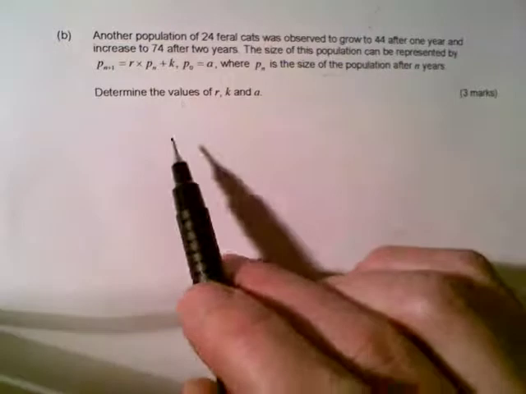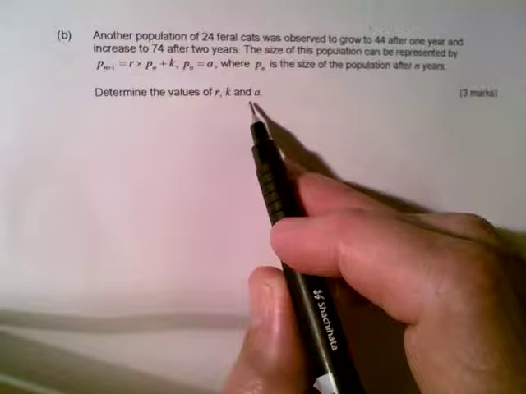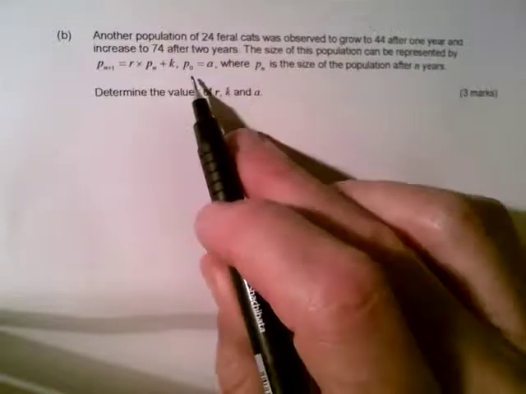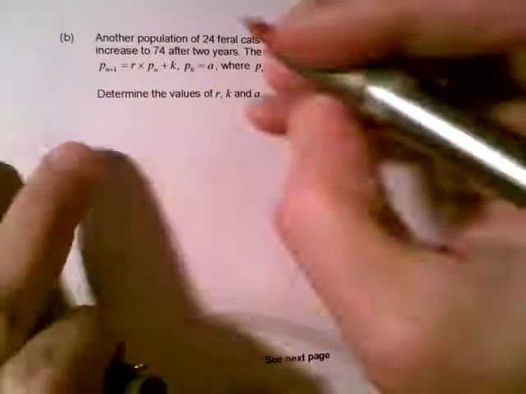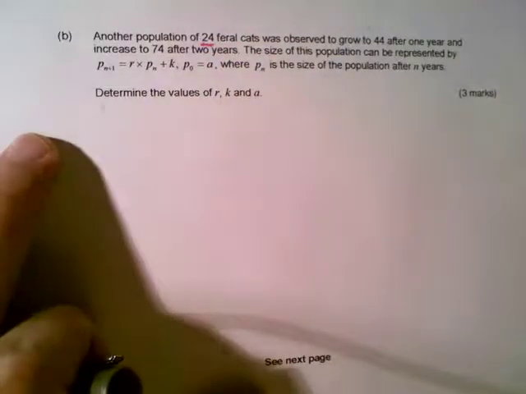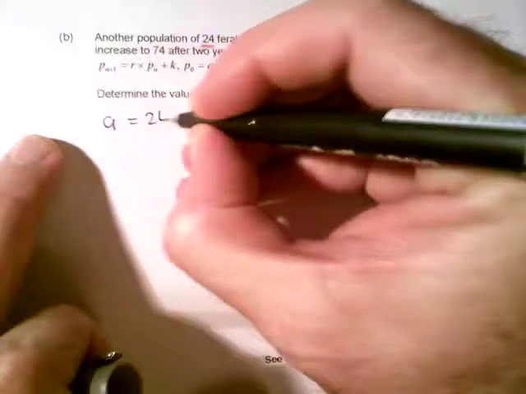Okay, so for this one here, we want to find these values of R, K, and A. Now, I guess the first thing to note here is that this A value is the P0 value. So that is, in fact, our initial amount of feral cats, 24 feral cats. So straight away we can say that A is equal to 24.